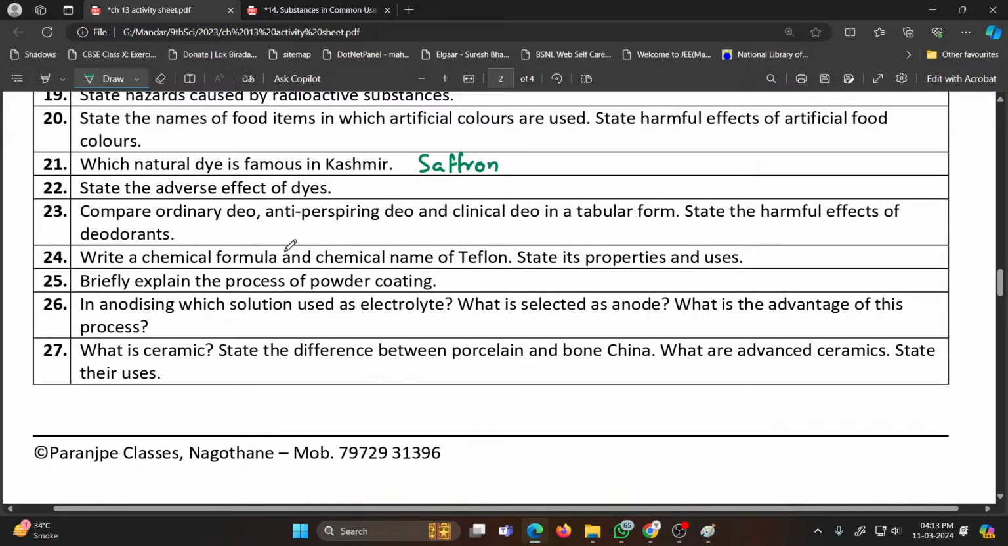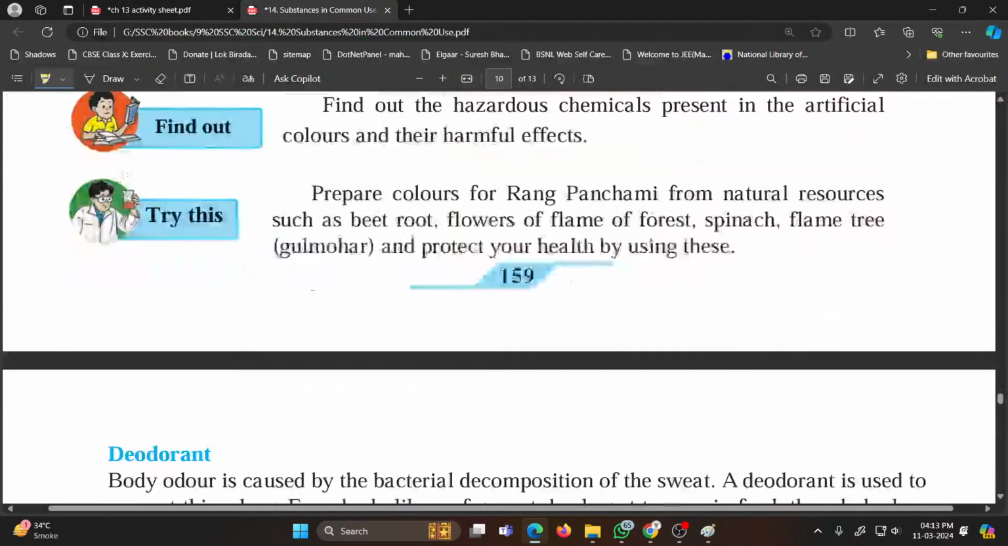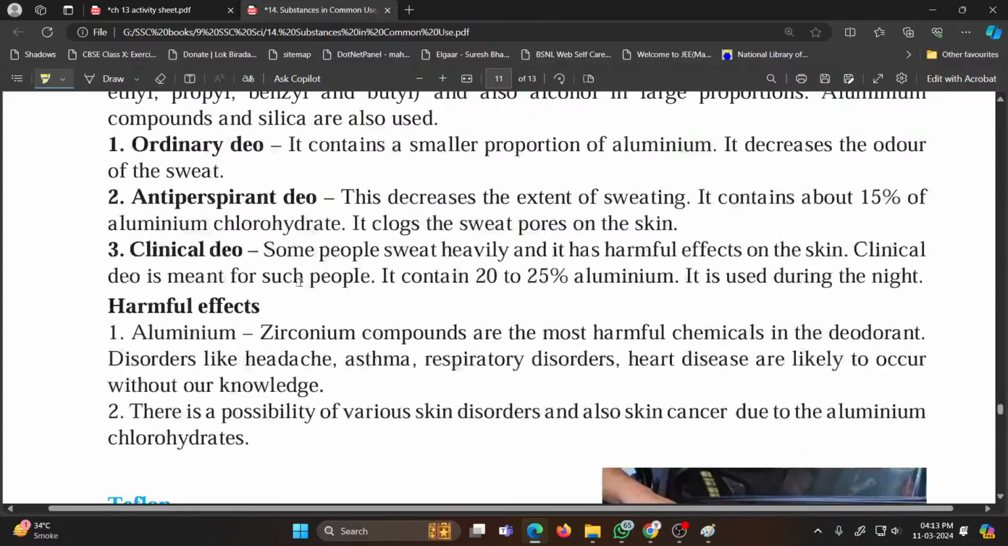Then compare ordinary deo, anti-perspiring deo and clinical deo in a tabular form. State the harmful effects of deodorants. Ordinary deo contains smaller proportion of aluminium. Anti-perspirant deo contains 15% of ammonium chlorohydrate, and clinical deo contains 20 to 25% aluminium.